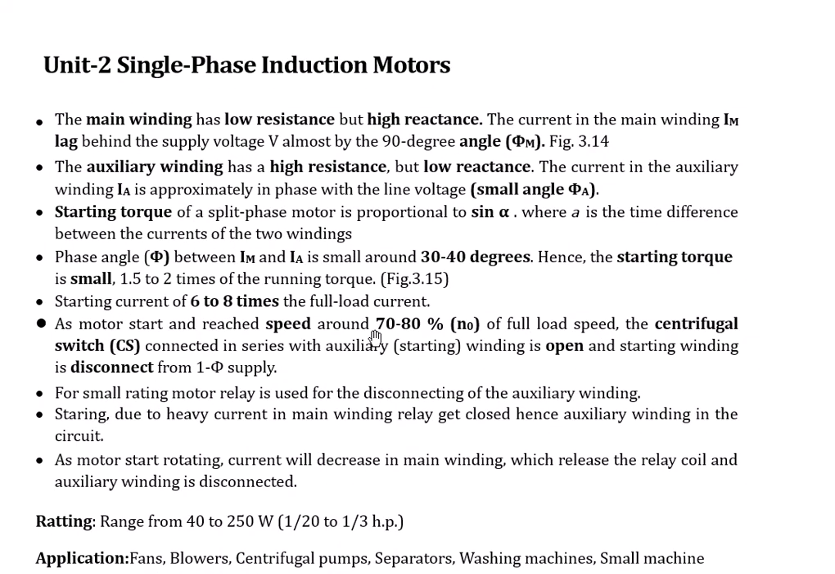The main winding has a lower resistance but a high reactance. The current in the main winding IM lags behind the supply voltage VB almost by a 90 degree angle, theta M. The auxiliary winding has a high resistance but low reactance. So both have opposite characteristics. Main winding is low resistance, high reactance. Auxiliary winding is high resistance, low reactance. The current in the auxiliary winding IA is approximately in phase with the line voltage, with a small angle phi A.